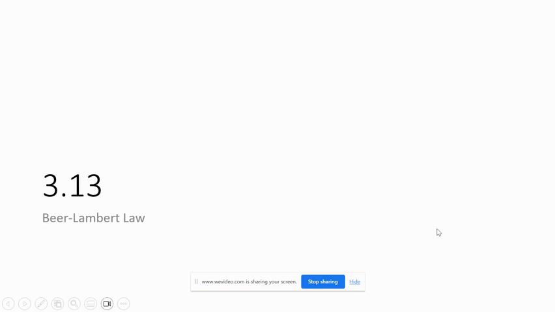Beer-Lambert law. It has nothing to do with beer, by the way. Not that any of you should have consumed that. And it tastes nasty anyway, so my opinion.